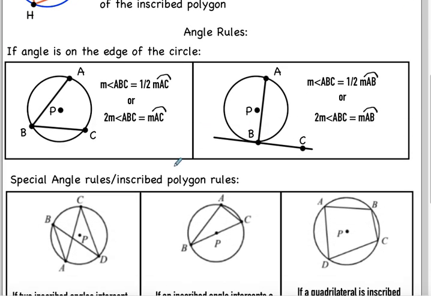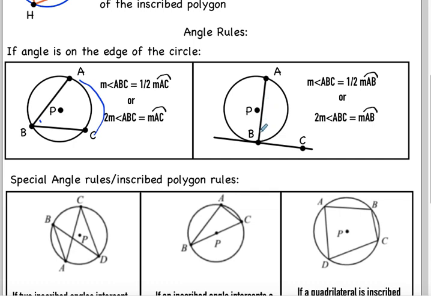The rules that we're going to use, first one: if an angle is on the edge of a circle, it is equal to half of its intercepted arc. So this angle here is equal to half of this arc measure. This is the same thing happening, it just looks different.